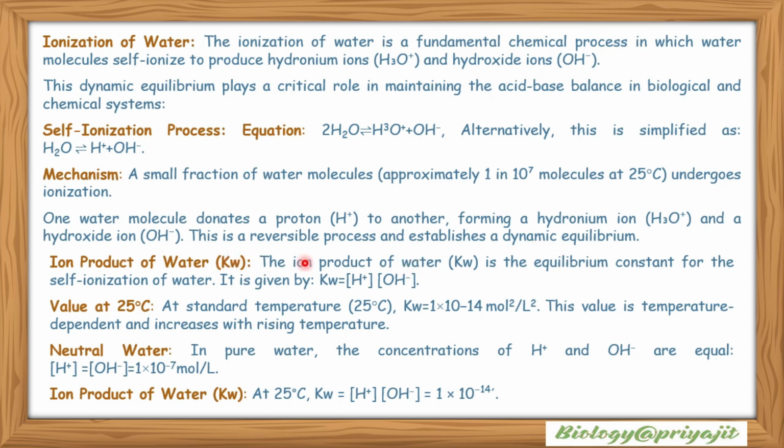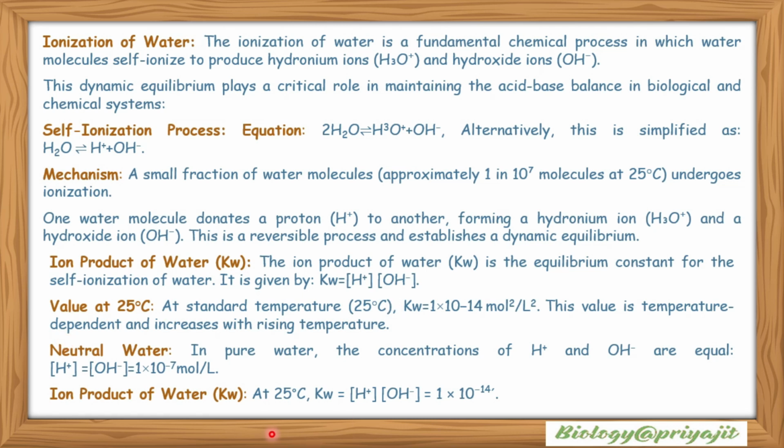Ion product of water, or Kw. The ion product of water, that is Kw, is the equilibrium constant for the self-ionization of water. It is given by Kw equals [H+] times [OH-]. Value at 25 degrees Celsius: at standard temperature, Kw is equal to 1 times 10 to the minus 14 mole squared per liter squared. This value is temperature dependent and increases with rising temperature.